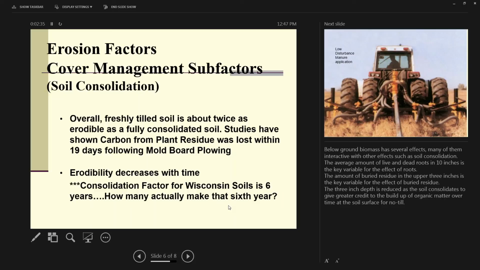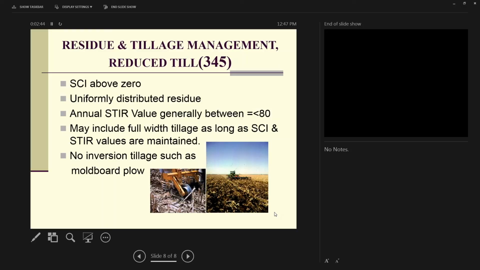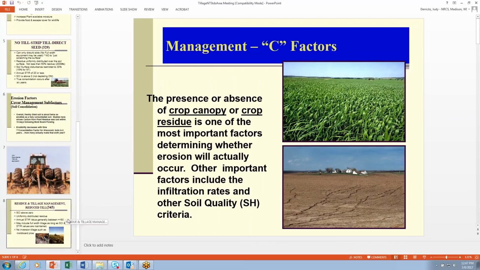Just watch the conditions when you're out there on that land. So yes, low disturbance manure applications are perfectly acceptable. And then we have the 345, and these are some of the general differences between the two. We're looking at a stir value that can go from 20 all the way up to 80. Hopefully it's not anywhere near the 80, but if it is under 80, we're good to go. But we need a soil conditioning index of above 0, which means our carbon rates, our organic matter breakdown is not at a negative. So that, in a nutshell, is what we're doing with those two practice standards.